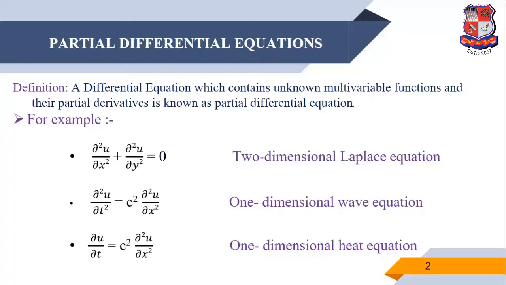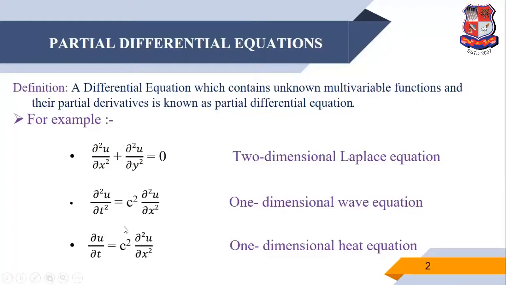As for example, first example, del square u by del x square plus del square u by del y square is equal to 0. This is the standard example which is called a 2-dimensional Laplace equation, where x and y are independent variables and u is a dependent variable. The second one is del square u by del t square is equal to c square del square u by del x square, which is called 1-dimensional wave equation, where x and t are independent variables and u is a dependent variable.